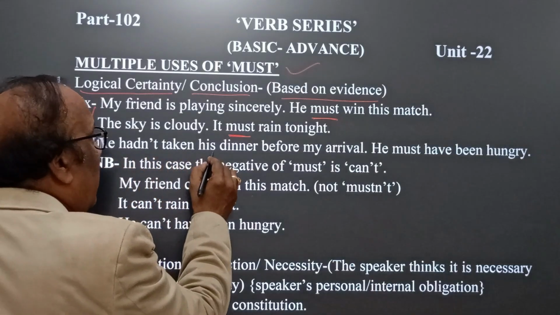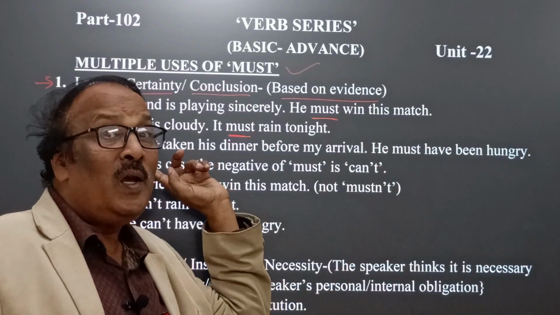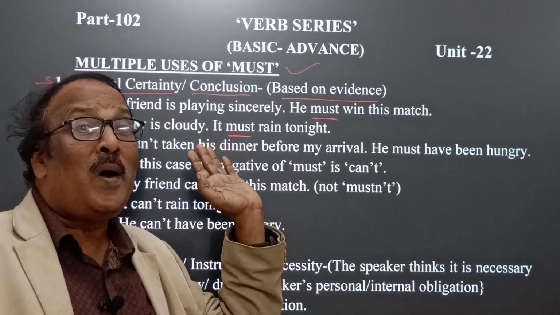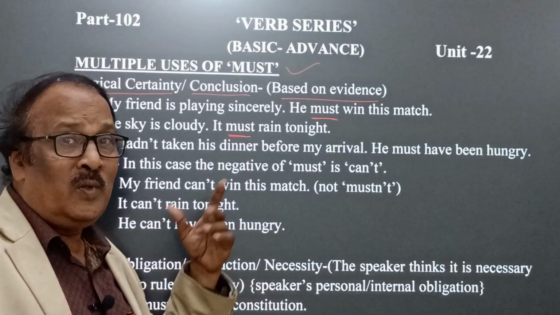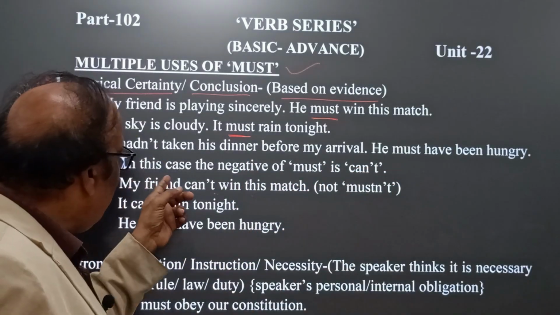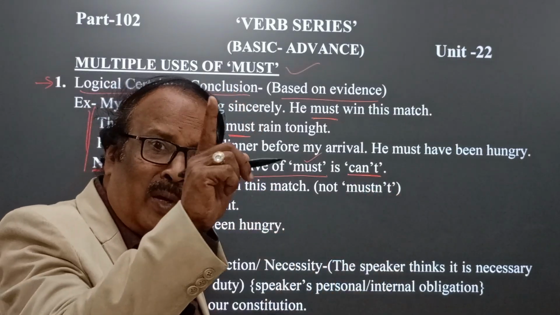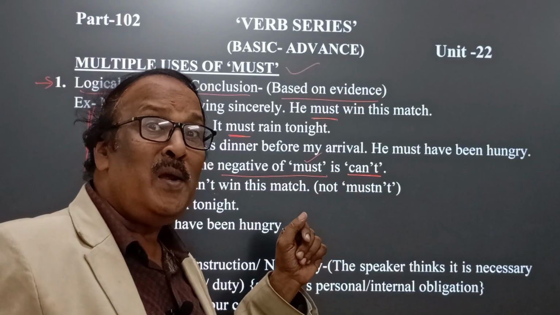He hadn't taken his dinner before my arrival. This is indicating a past incident. Therefore, the speaker is sure that he must have been hungry. In this case, the negative of must is can't. Remember, this is interesting and important.